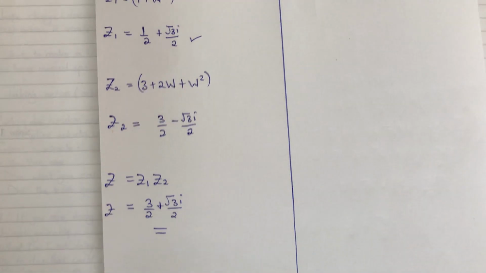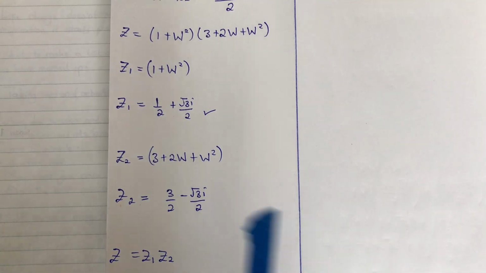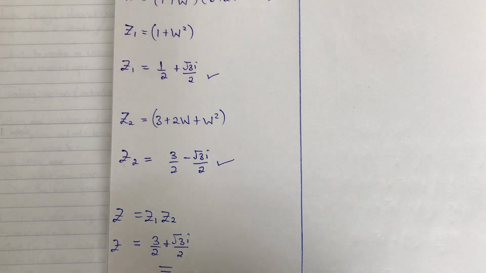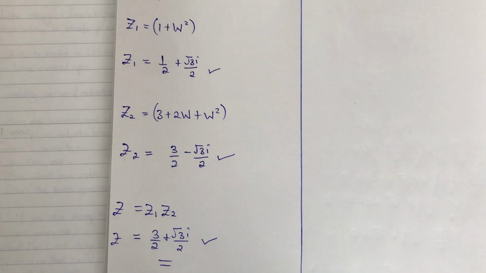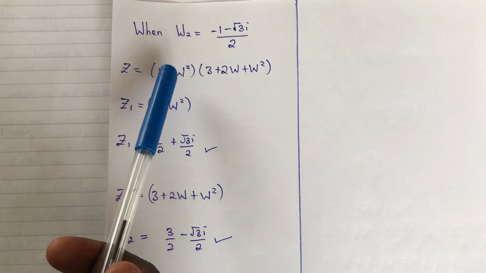So I want to challenge you, go through this solution on your own. Z1 will give you this, Z2 will give you this, and the product of Z1 Z2 will give you this. That will give you the solution for whatever you have here, this times this.